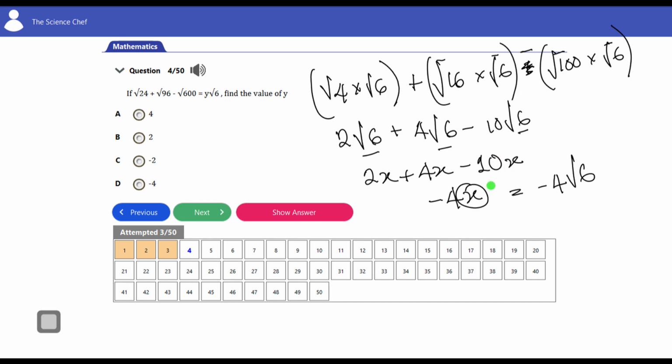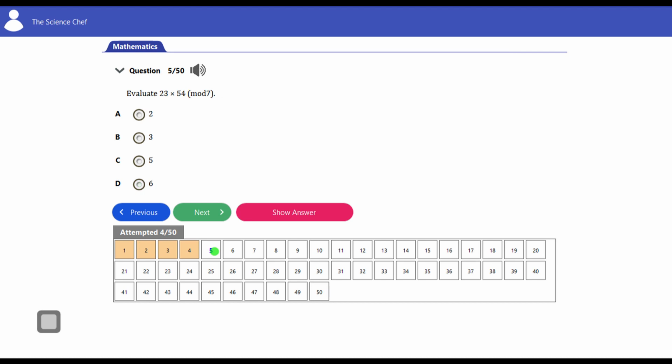Now, what are we told to find? We are told to find y. So we'll be able to simplify this expression in this form, y root 6. So if our final answer is expressed as y root 6, what will our y be? Definitely our y will be minus 4. Which means our answer is option D.